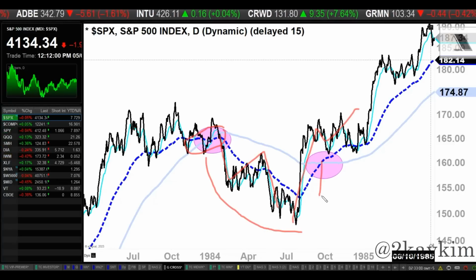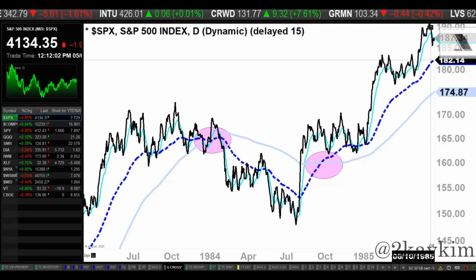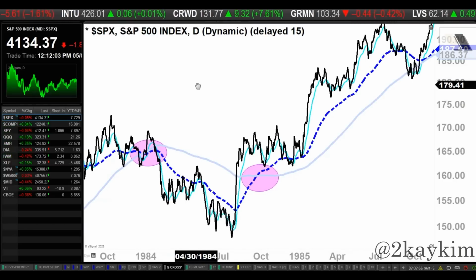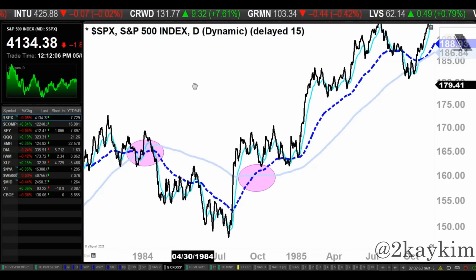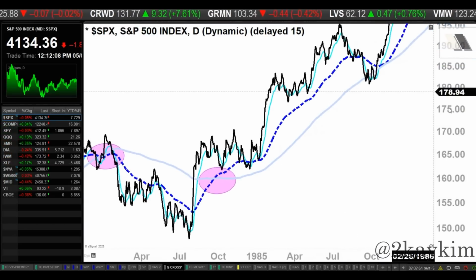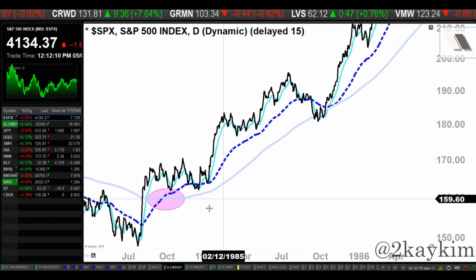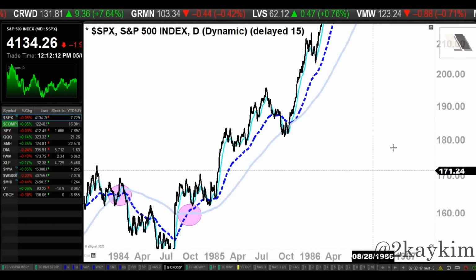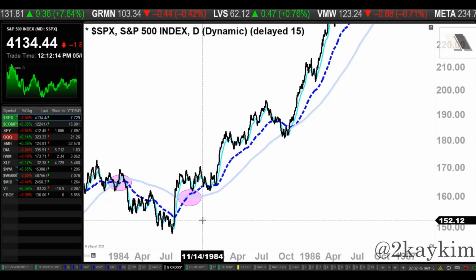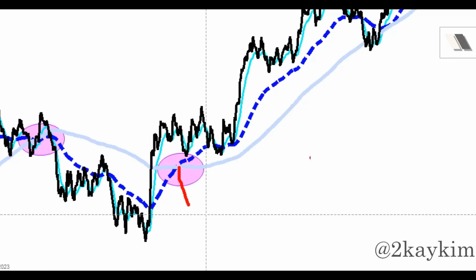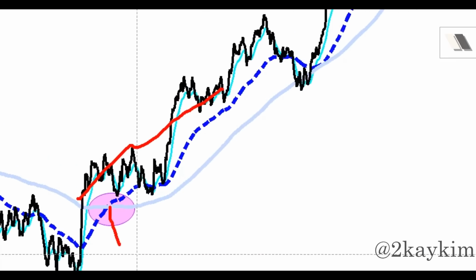We see that golden cross confirming that the market is ready to continue and resume with this primary secular uptrend. So again, this is 1984. As you can see, once that golden cross happened here, that bull market continues, that bull run continues.